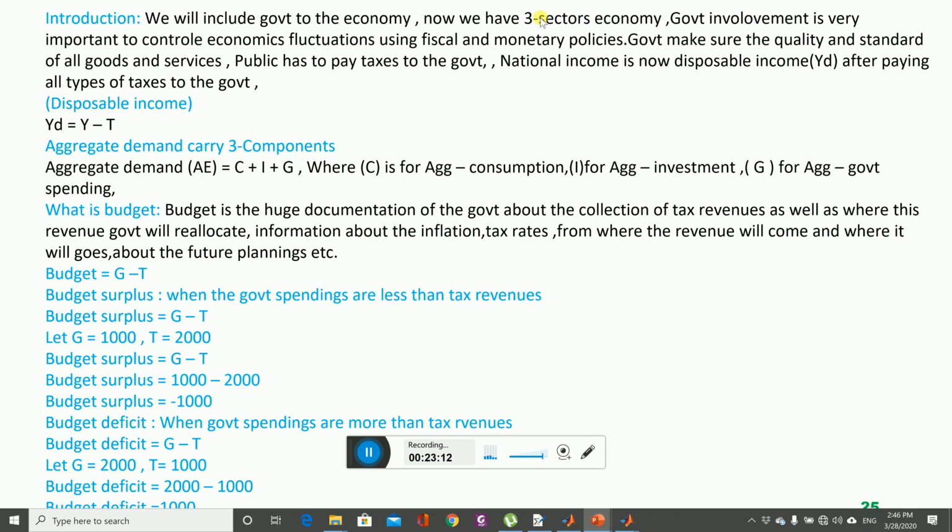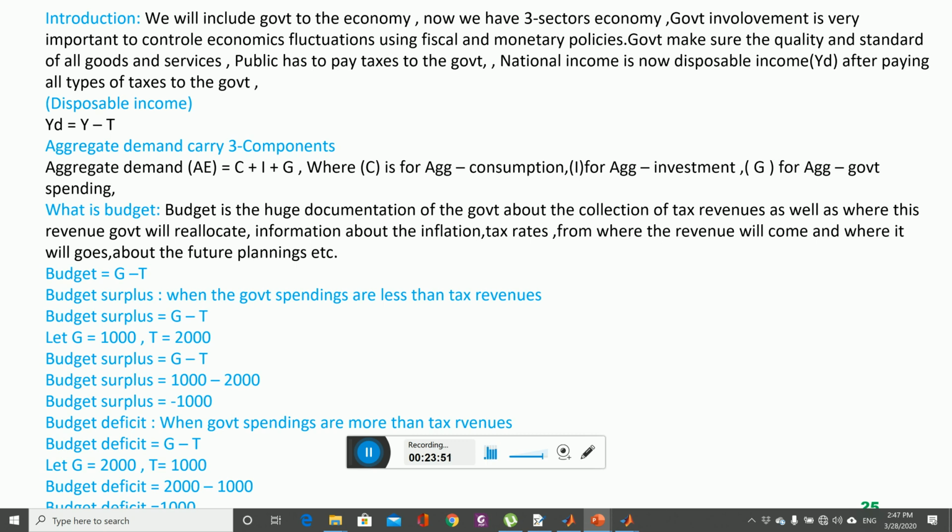Government involvement is important to control economic fluctuations using fiscal and monetary policies. Government makes sure of the quality and standard of all goods and services, and makes sure of peace, security, infrastructure. Government provides us education, health, transportation, communication facilities, international trade. Government helps us make good relations, and helps stop any aggression on our society. Government has a strong role in the defense area. So government involvement is very important.